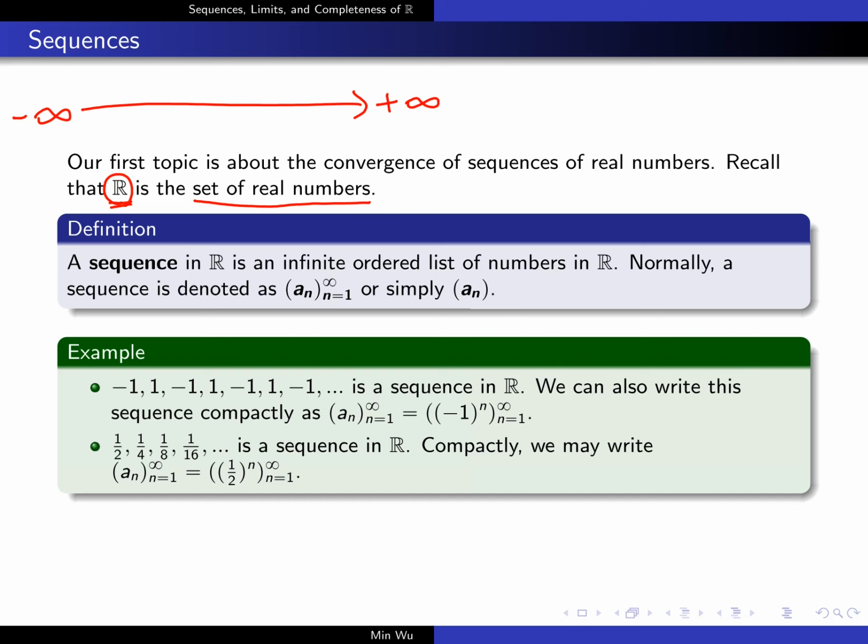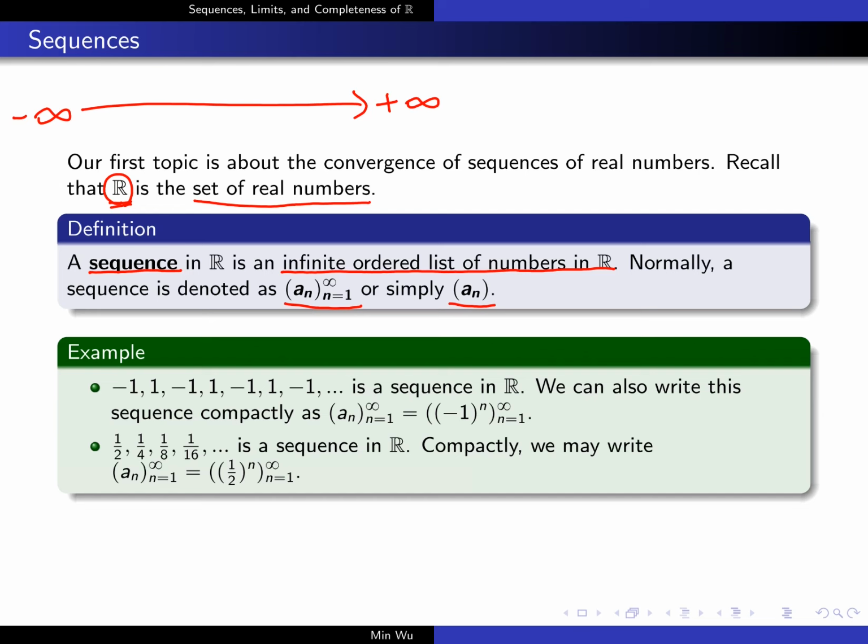Alright, so let's look at our first definition. This definition is talking about what is a sequence. A sequence in R is an infinite ordered list of numbers in R. So this is a definition of a sequence. And normally we denote the sequence by (a_n) with n from 1 to infinity, or simply (a_n).